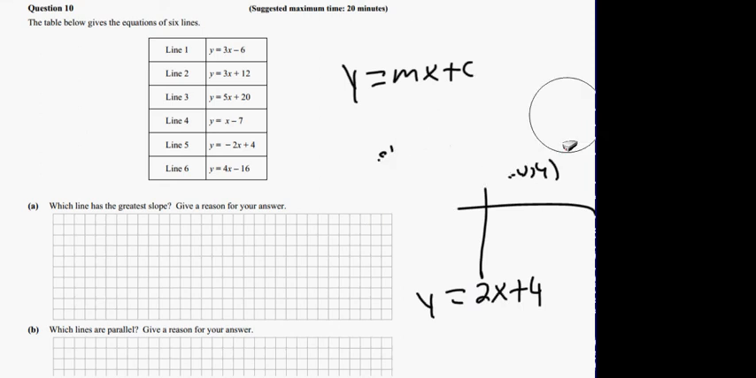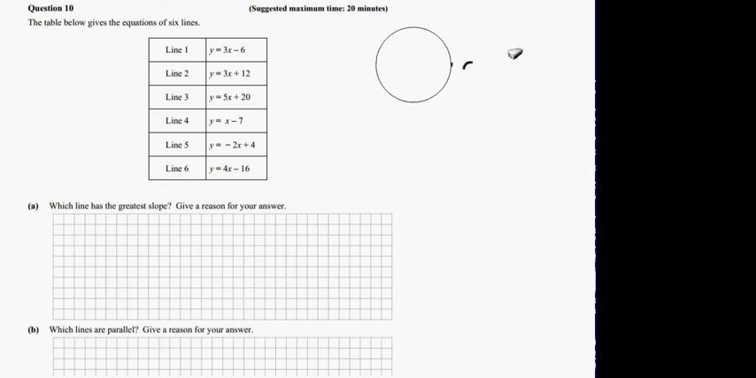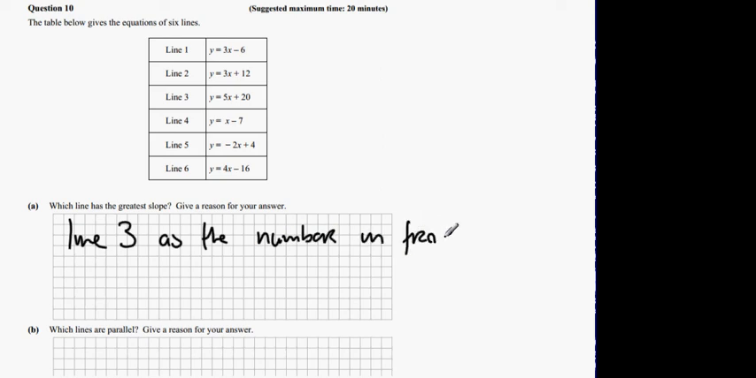Okay, so that's what we're looking at. Now, which one has the greatest slope? Give a reason for your answer. Which one? 3. It is 3. Line 3 has the greatest slope. The number in front of the x is 5. This means it has a slope of 5.